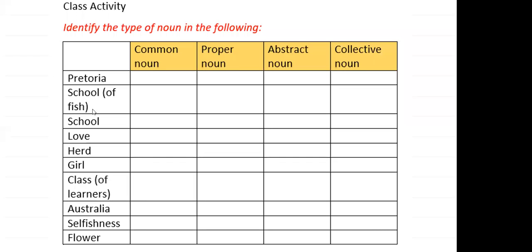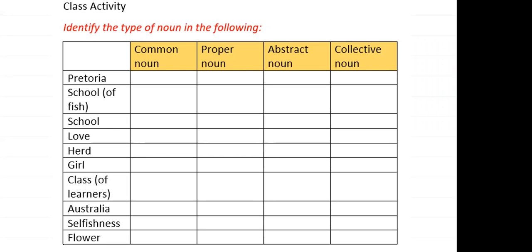So what type of noun is school of fish? Yes, remember a school of fish is a collective noun because it tells us about the group of things. So in this context, the school of fish is communicating to us a group of fish.